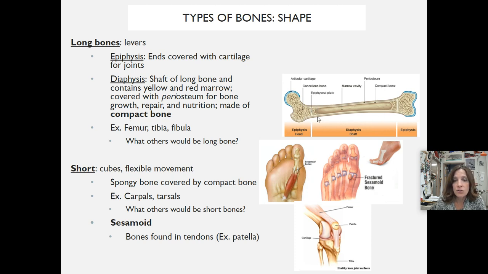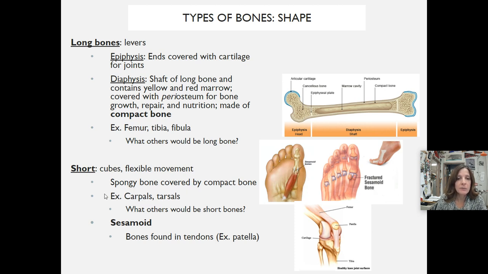And the diaphysis is usually made mostly of compact bone. Some examples would be the femur, the tibia, and the fibula. Short bones, just like they said, are short, and they are little cubes. They're for flexible movement. They're usually spongy. They don't take a lot of stress.